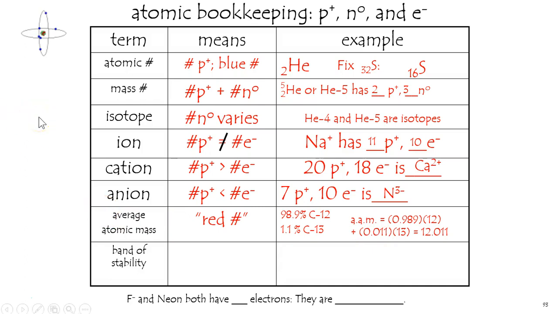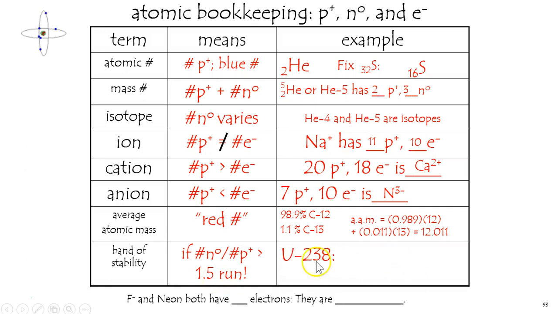Another useful concept is the band of stability. It has been observed, and we won't go into the details why here, that if you have more than 1.5 times as many neutrons as protons, it's just too many and the atom is likely to decompose. Or to put it another way, if the number of neutrons divided by the number of protons is greater than 1.5, you've got an overcrowded house and things are going to fall apart.